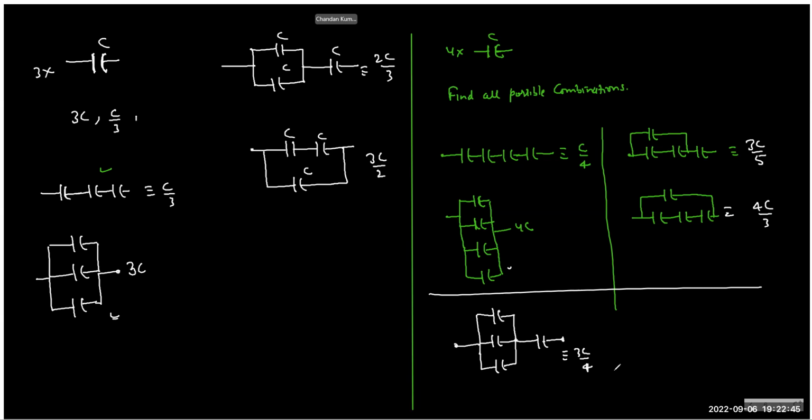Okay, then you can take this one and play with. 2 series, 2 parallel, right. So this is 2C and this is C by 2, which is 2C by 5. Yes, 2C by 5. And you can play one more time.